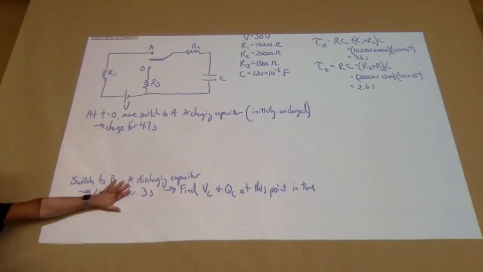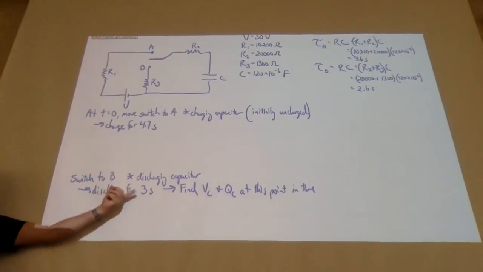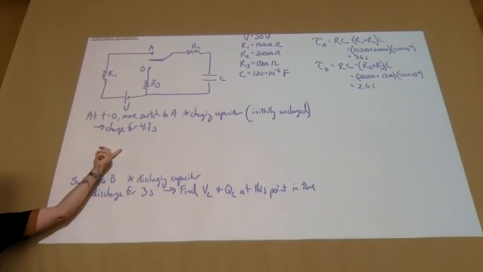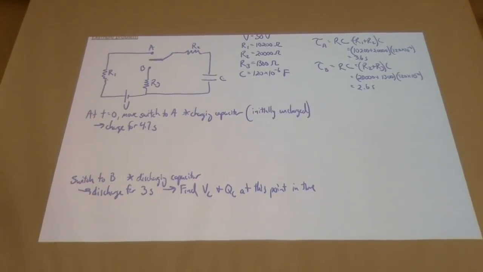So I can't find anything out about how much voltage and charge I have left over at this point unless I find how much I charged it up to begin with, okay? We don't know if it reaches the maximum values or not, so we're just going to have to find out. So let's start by finding the voltage across the capacitor at time equals 4.7 seconds. So for charging, we write this as Vmax times 1 minus e to the minus t over tau. And we're just going to plug all the numbers in and see what we get.